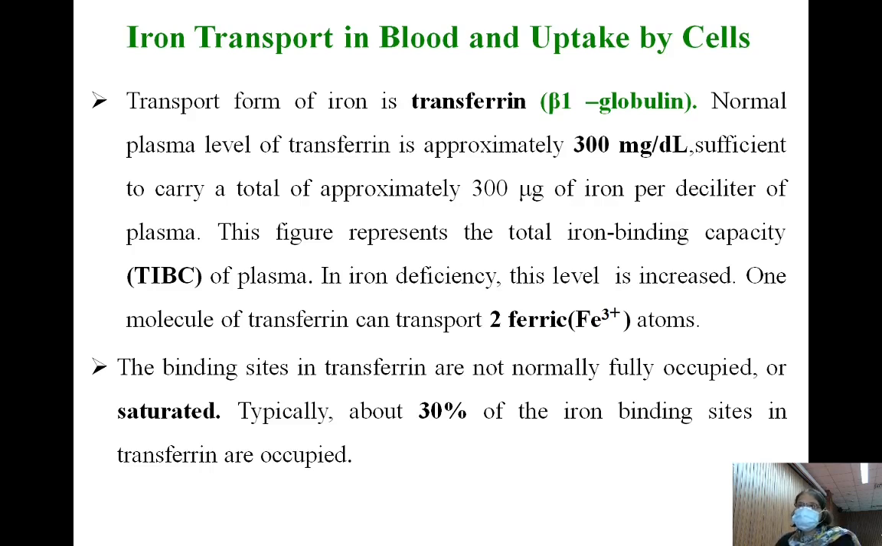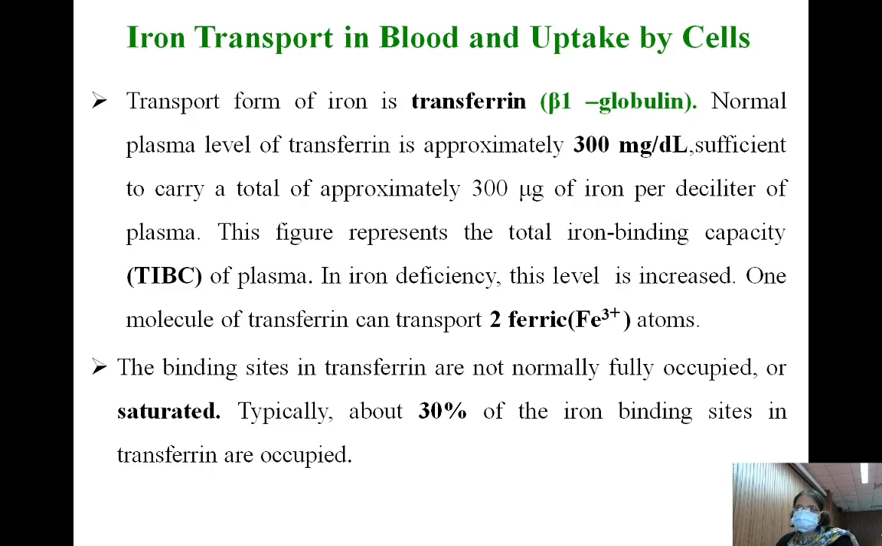The transport form I have already mentioned. Once it is released to the bloodstream, it is transported by the transferrin. Transferrin can bind the ferric state of the iron, 2 atoms of ferric iron. This transferrin is a beta 1 globulin. The transport form of the iron is transferrin, which is beta 1 globulin. Normal plasma level of transferrin is approximately 300 milligram per dl.